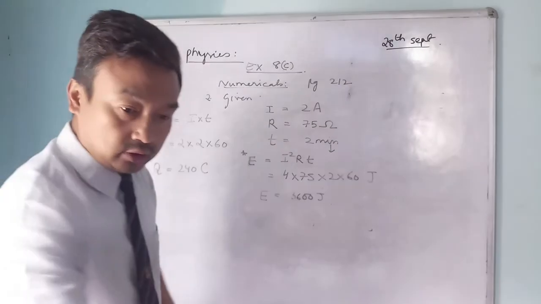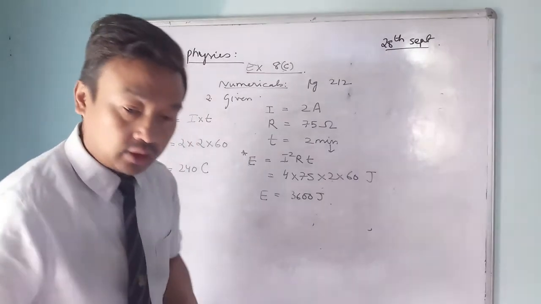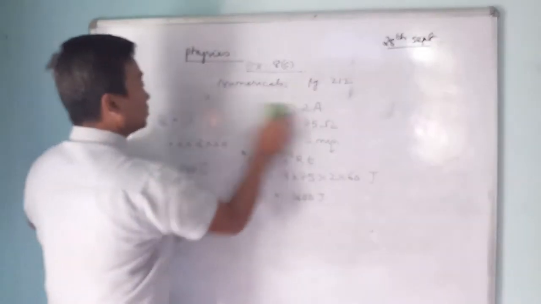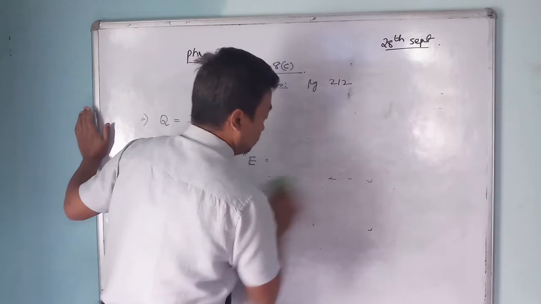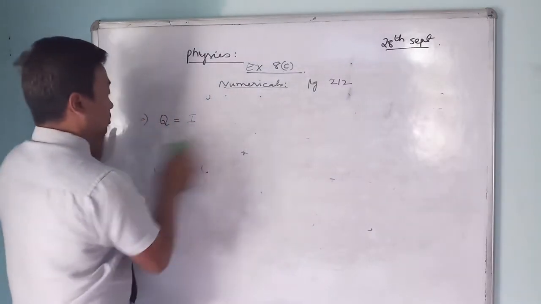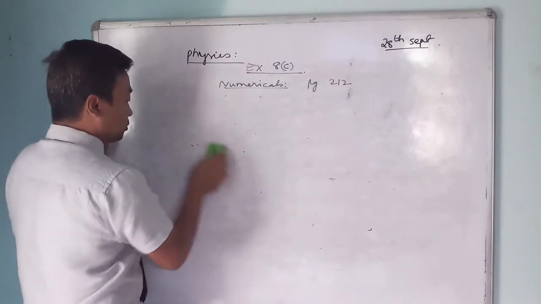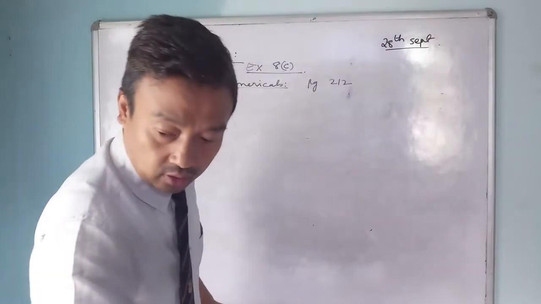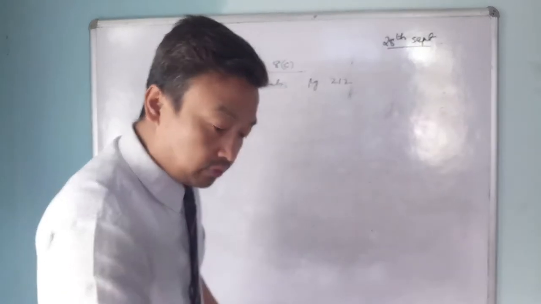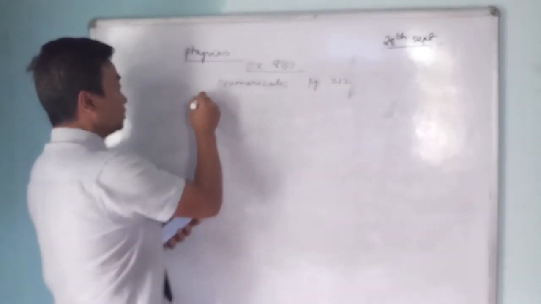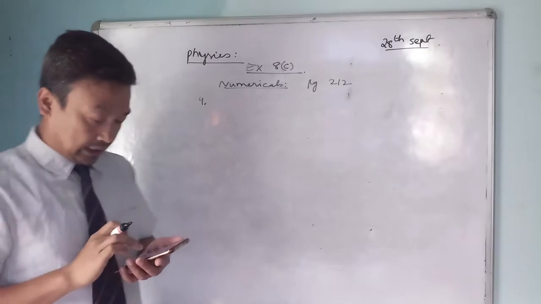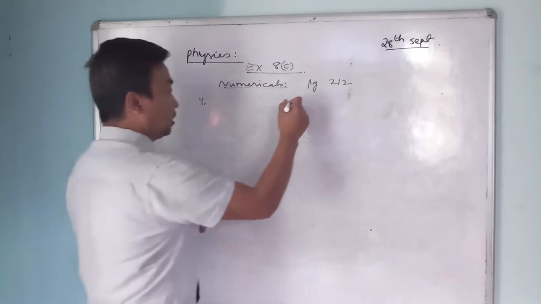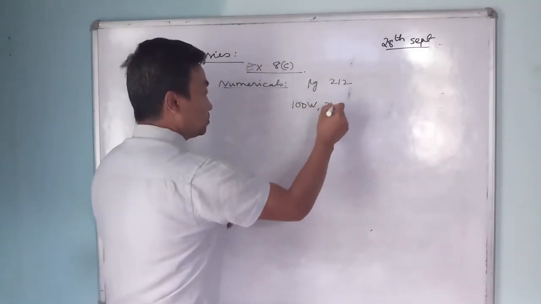Like that you have to go on doing the questions. Now let us see the next question, number 4. Most of the questions are similar here. If you look at question number 4, an electric bulb is rated 100 watt 250 volt. So there is a bulb, and it is written like this.